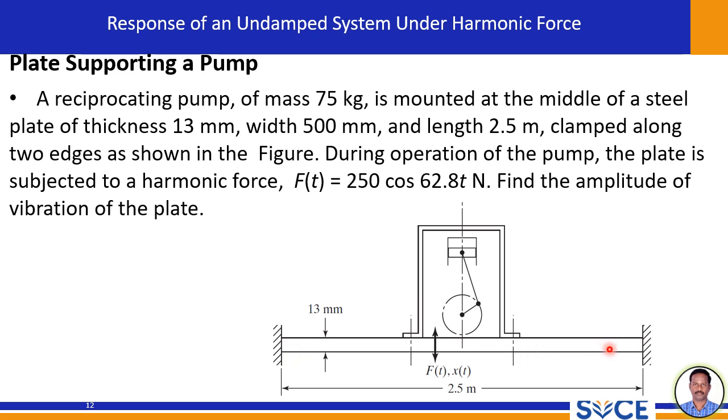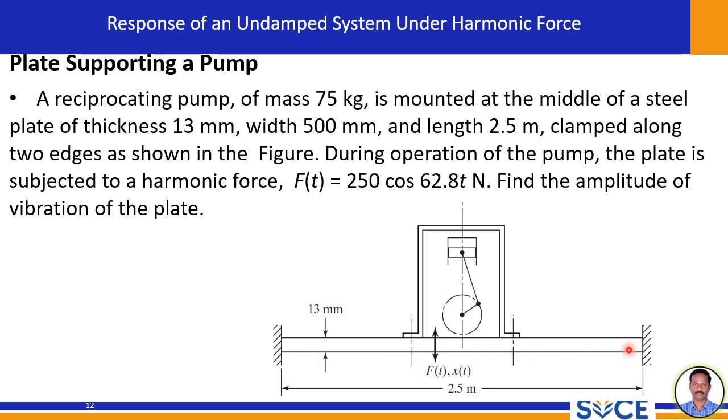As you can see in this image, a reciprocating pump with a mass of 75 kg is mounted at the center of a steel plate. The plate has the following dimensions: thickness 13 millimeters, width 500 millimeters, length 2.5 meters. This plate is clamped along two edges, creating a specific boundary condition, that is a fixed-fixed beam.